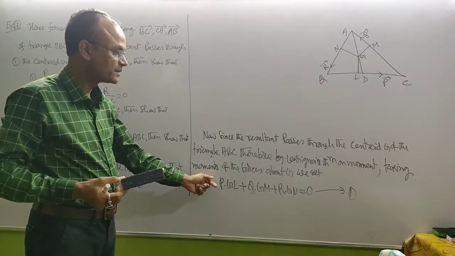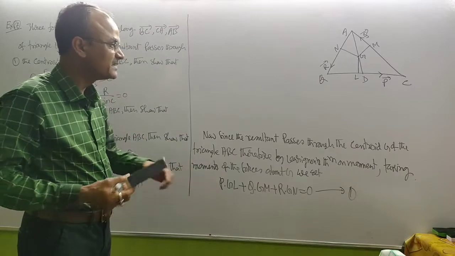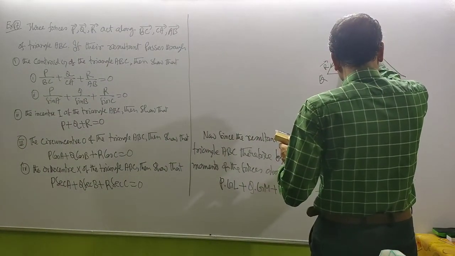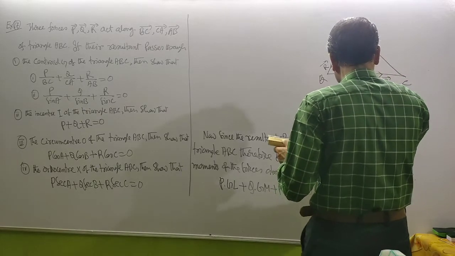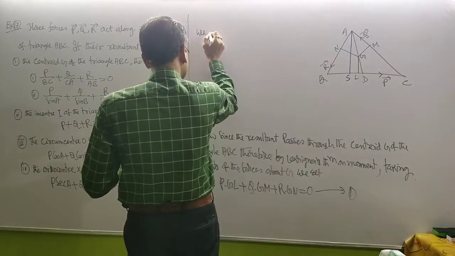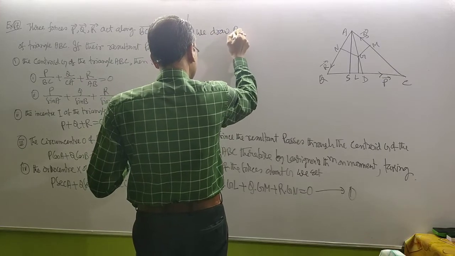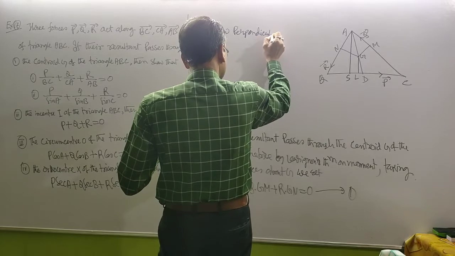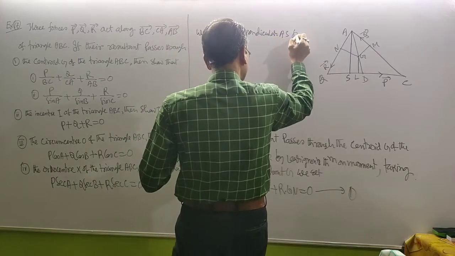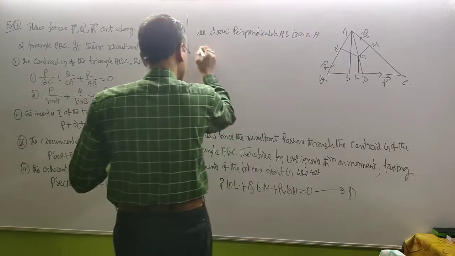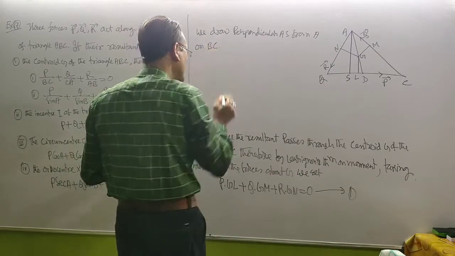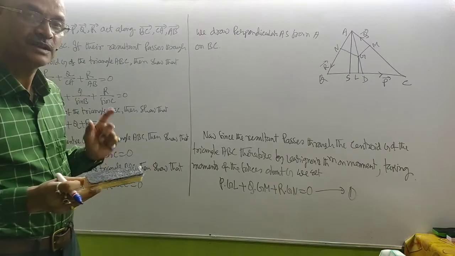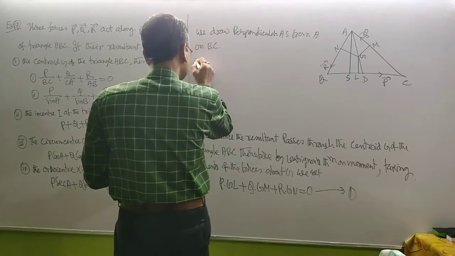Now we shall derive this from this one. Now, draw perpendicular AS. We draw perpendicular AS from A on BC. Right?